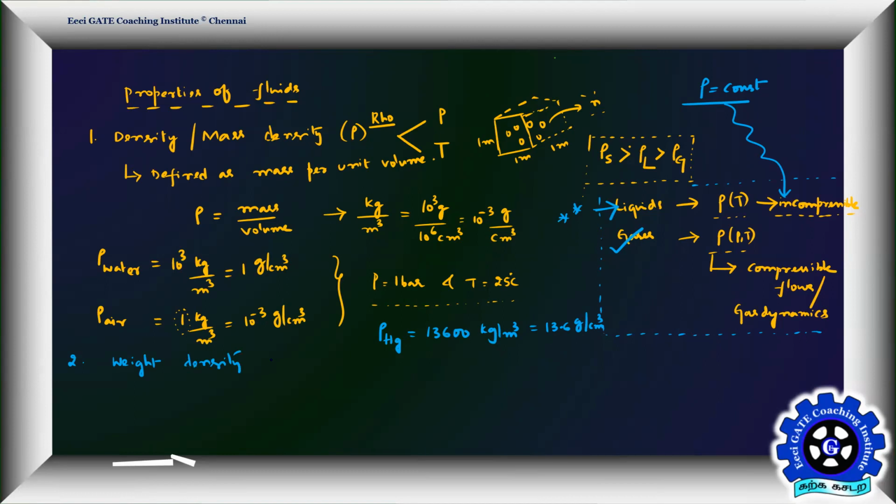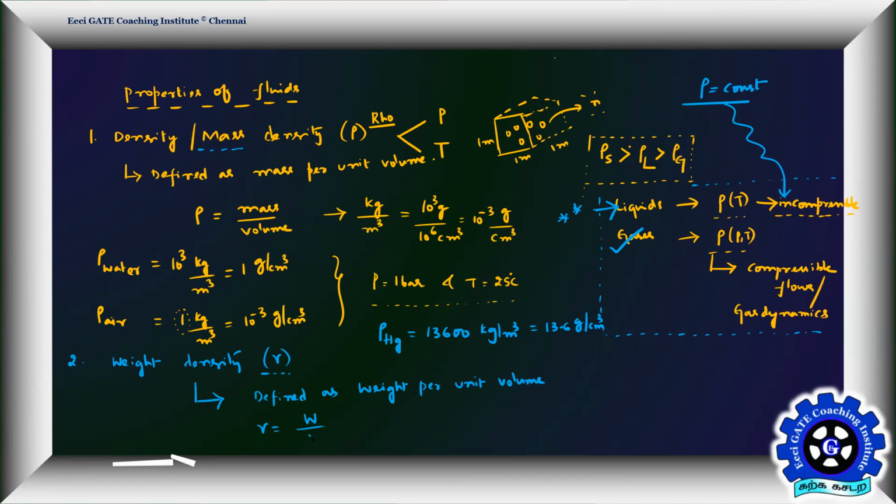Weight density is generally used with a different symbol called gamma. The name itself tells you it's mass density, that's why mass per unit volume. Now it's weight density, weight per unit volume. Defined as weight per unit volume. So gamma equals weight by volume.